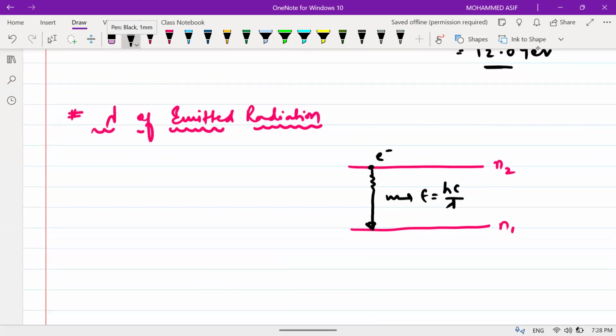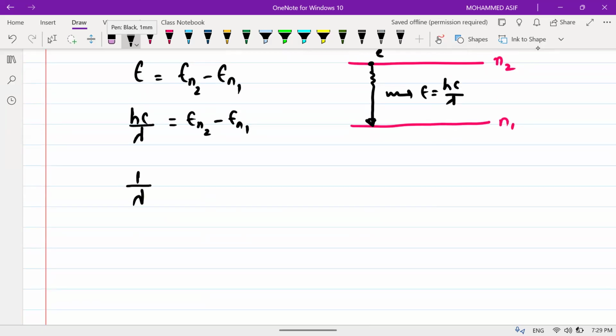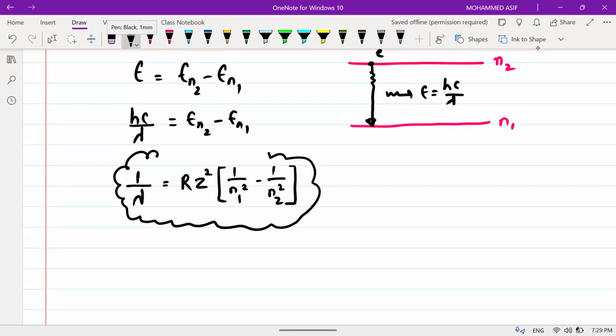Now write the energy level for this one. This E will be equal to En2 minus En1. Energy equals hc divided by lambda, that is equal to En2 minus En1. If I simplify this, I get 1 by lambda is equal to the very famous formula R into Z square into 1 by N1 square minus 1 by N2 square, because I removed the minus sign. This is a very important formula for doing numericals when an electron is jumping from one orbit to another orbit. R is known as Rydberg's constant. Its value is approximately 10 power 7 meter inverse.